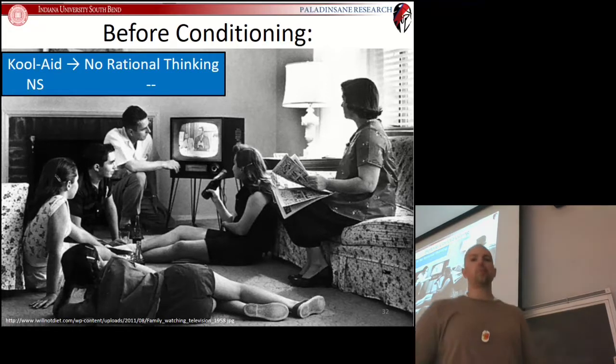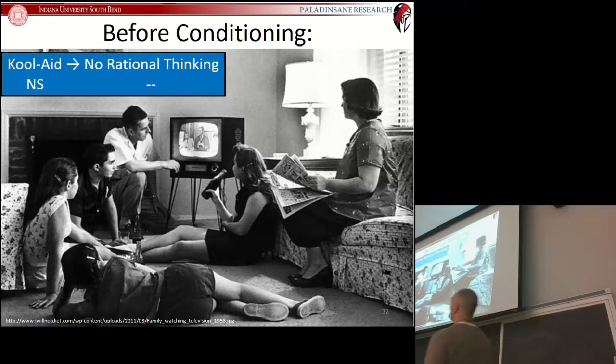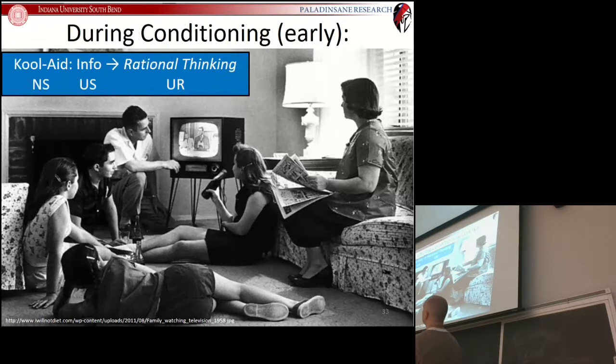So what do they do? Well, they start running the ads. And what the ad does is it pairs that Kool-Aid package with information, and the information leads to rational thinking. So the Kool-Aid package, once again, is a neutral stimulus. And you present the Kool-Aid package, then you present the information.